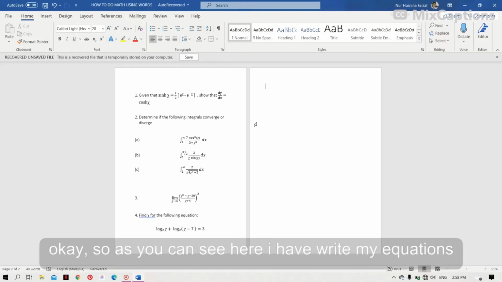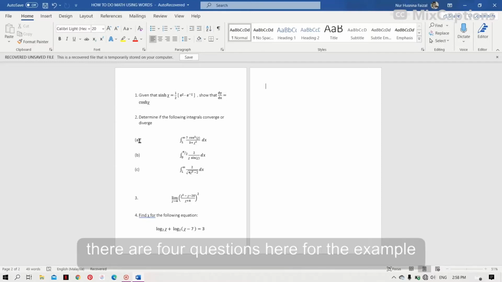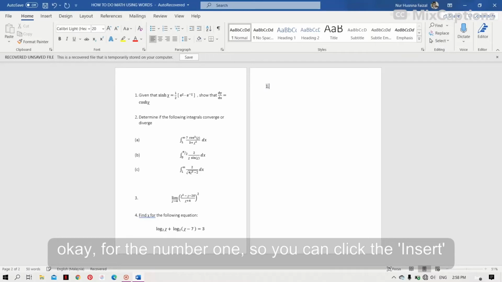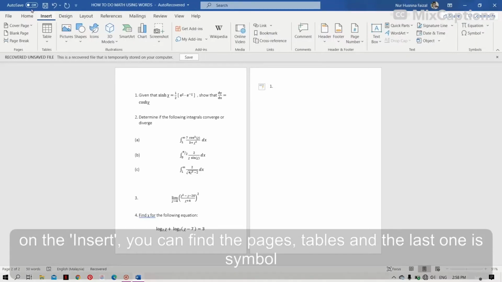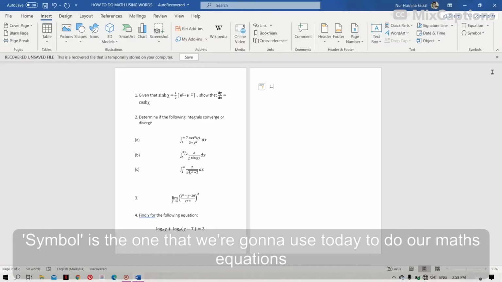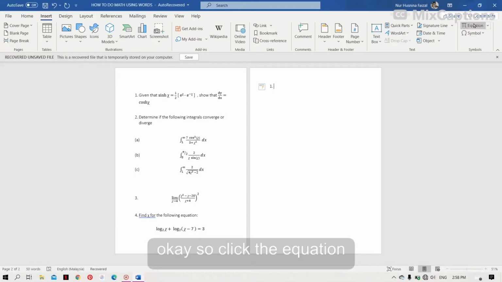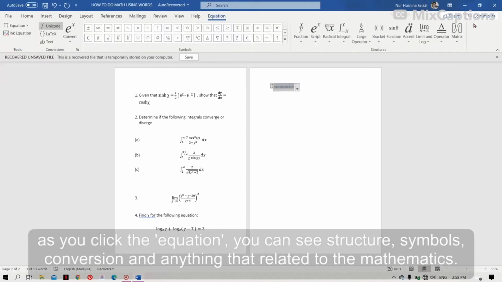Okay, so as you can see here, I've written my equations. There are 4 questions here for the example case. For the number 1, you can go to Insert. On the Insert tab, you can find pages, table, and the last one is symbol. Symbol is the one we're going to use today to do our math equation. Okay, so create the equation. As you create the equation, you can see structure, symbol, conversion, and anything related to mathematics.